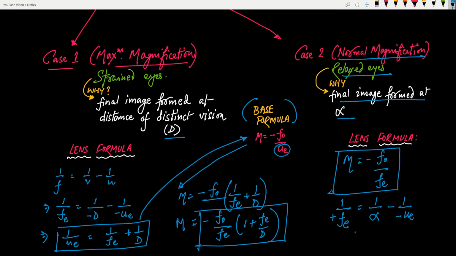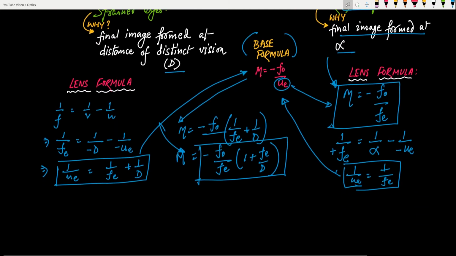So if we solve this, we are going to get 1/uE equal to 1/fE. So we'll put the value of 1/uE in this base formula and we will get this value. I hope the concept is clear. This is the formula for relaxed eye and this is the formula for strained eye, maximum magnification. I hope this is clear.